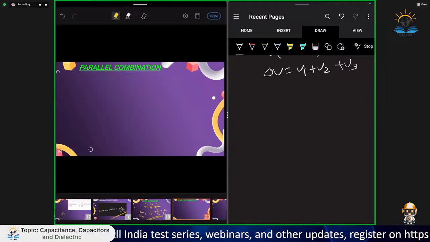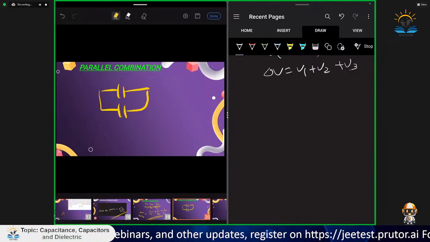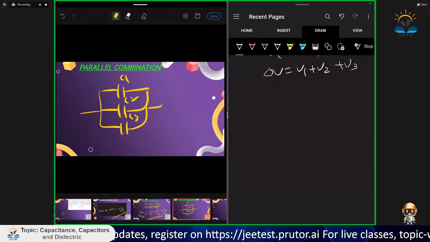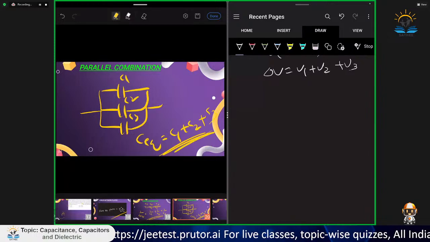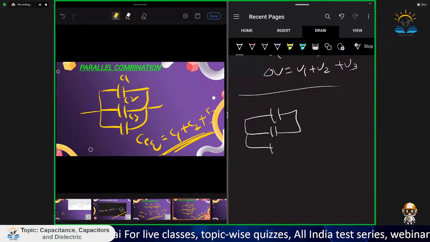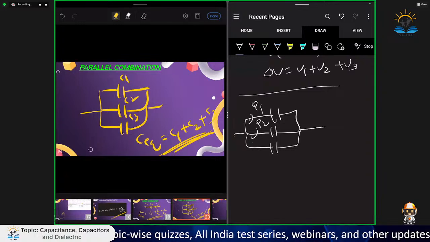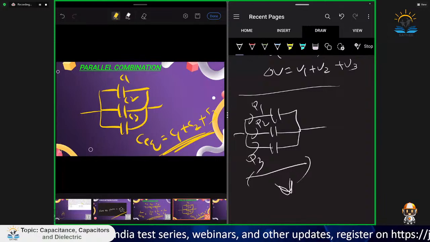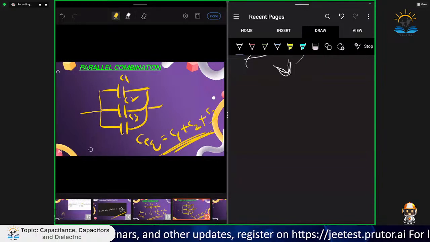In parallel combination, again very simple. C1, C2, C3. C equivalent is equal to C1 plus C2 plus C3. Everyone knows this equation. The charge through each capacitor will be different, but the potential across each capacitor will be the same, V. Easy. Let's directly get into the questions.